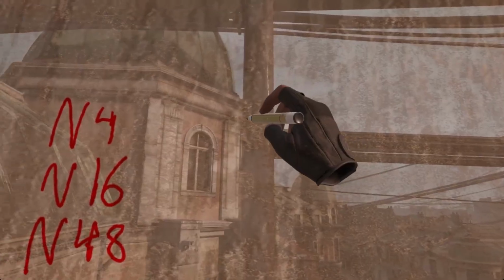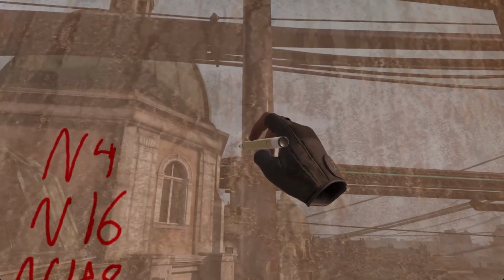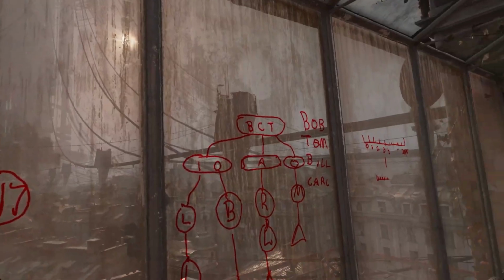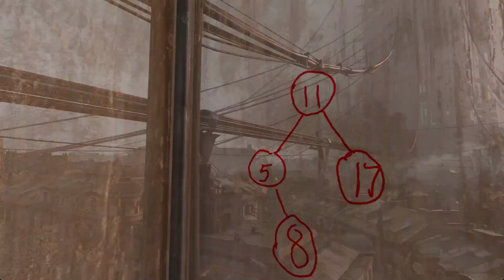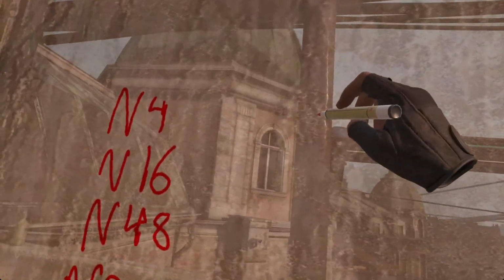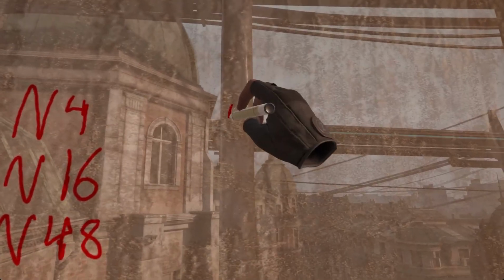Okay? So first we're going to do node 4. So how does node 4 work? Well, ultimately, it has to map each of these letters to its child node, right? So here's how it works for node 4.